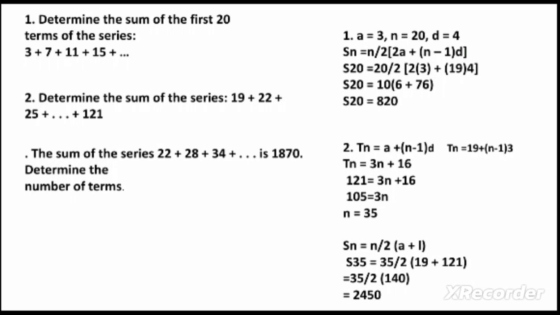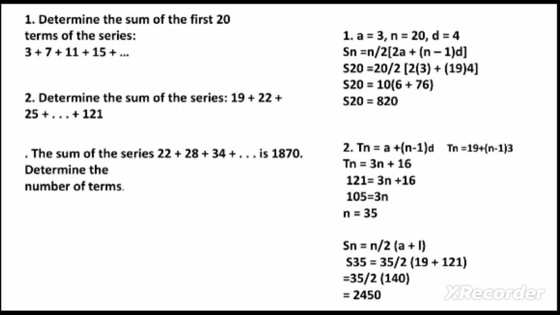So the second question says determine the sum of the series, right? We have 19 plus 22 plus 25, and they've given us the last term, which is 301. In the first question, we were given the n, so we were not supposed to look for the n ourselves. So in this case, we're given the last term, we're given the first term. Obviously, we will know the difference. 22 minus 19, that is 3. So the difference is 3. The last term is 301. So what's remaining? It is the n.